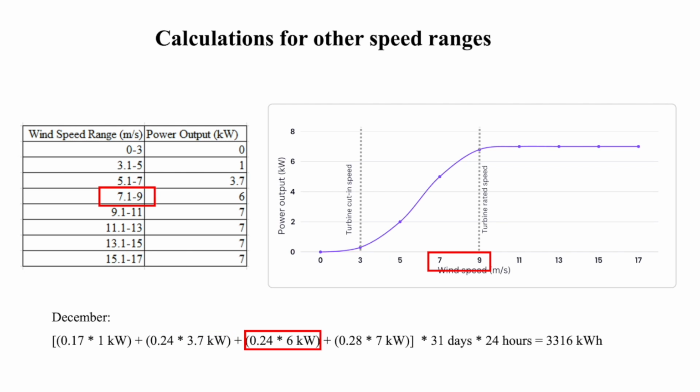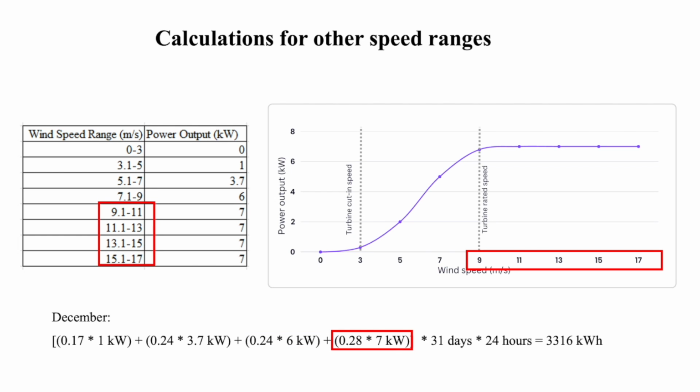so on. To calculate the amount of energy that will be generated in December, by wind speed brackets from 3 to 9 meters per second, we need to multiply the probability of wind, converted into a decimal fraction, by the power output corresponding to that speed bracket. Then we need to add the results for each speed bracket, and multiply the obtained number by the number of days in a month and the number of hours in a day. Thus, the amount of energy that the wind turbine will produce during the time when it doesn't reach its rated power will be 1,859 kilowatt hours.